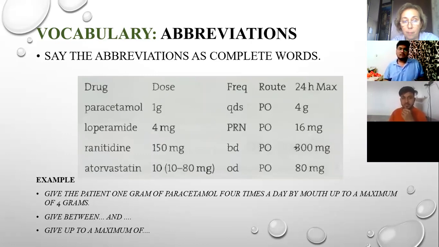And the third sentence is 150 milligram of ranitidine twice a day by mouth, up to 300 milligram a day. And the fourth sentence is 10 to 80 milligram of atorvastatin once a day by mouth, up to a maximum of 80 milligram. Okay, thank you. Well done. So this is the way that the doctor should explain to the patient how much and how often to take the drugs.